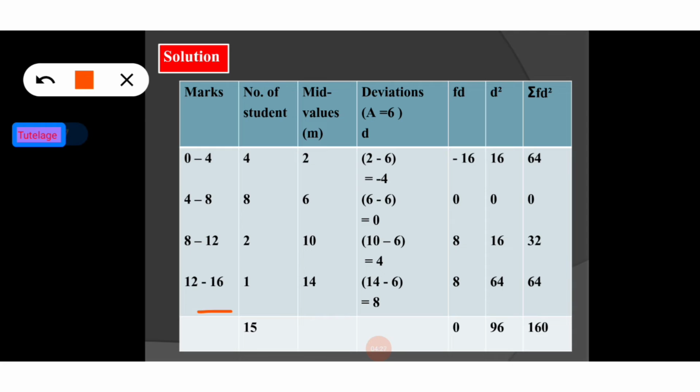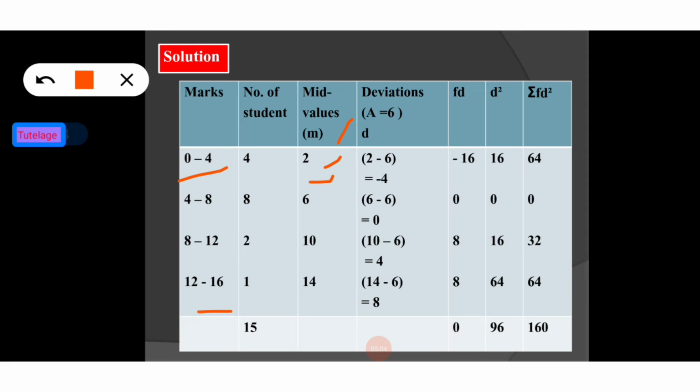Now going to the third column, we have to calculate the mid values of the first, second, third and fourth classes. What is the calculation process of the mid values of the class intervals? The summation of the upper and lower class limits divided by 2. So for the first class, 0 plus 4 divided by 2, that means 4 by 2, which is equal to 2. So the mid value for the first class is 2.